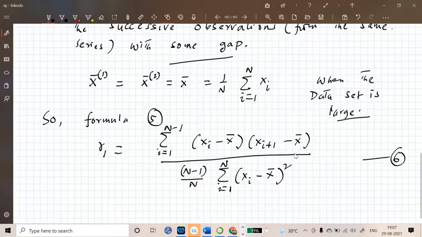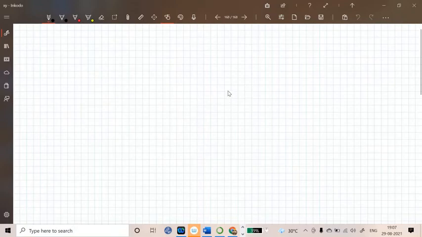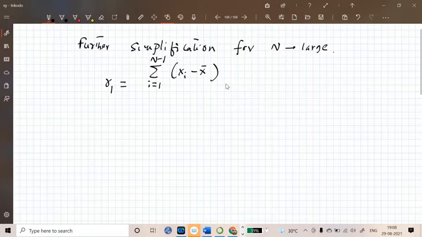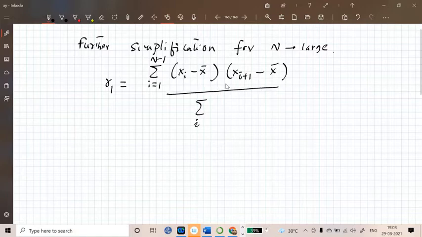Okay, so this is further simplified for large n, and we disregard this factor. So basically, for large n, further simplification for the large set of numbers, R1 becomes much more simplified: sum over i equal to 1 to n minus 1 of xi minus x bar times xi plus 1 minus x bar, divided by sum over i equal to 1 to n of xi minus x bar whole square. So this is equation number 7.